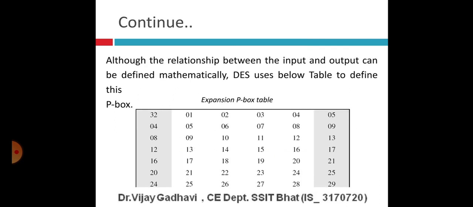Continuing with the same topic. Although the relationship between the input and output can be defined mathematically, DES uses the below table to define this. Here we can see the expansion P-box table. This is the output we get generated from the initial permutation and a 64-bit parity check.